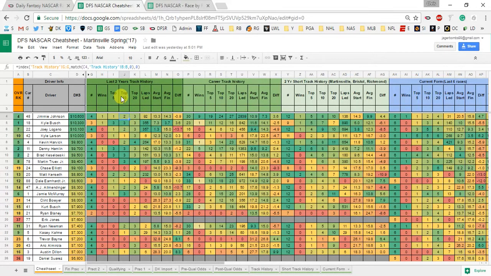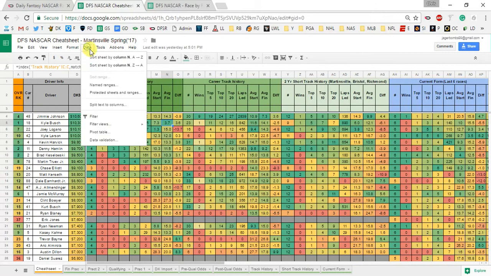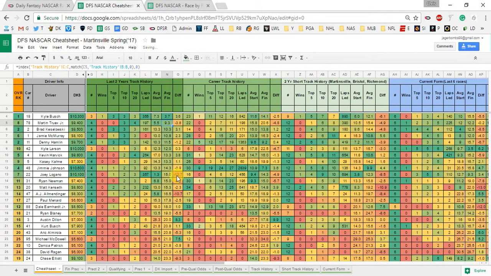So when you click on a column, say we're looking at last 2 years track history, average finish, click on any cell in that column and you can go to data and sort A to Z for lowest to highest. When you do that, it's going to rank them from best track history to worst track history over the last 2 years. Now you can do that for any column, whether it be laps led, top 20s, top 10s, or DK salary. You can also go into career track history. That's something else we're going to look at. But to start out, we're going to look at the last 2 years track history.